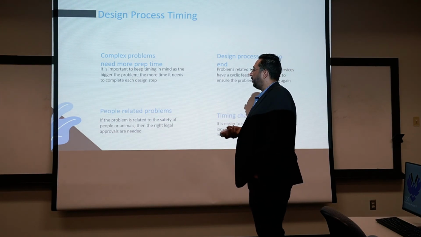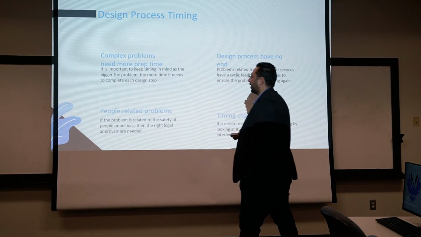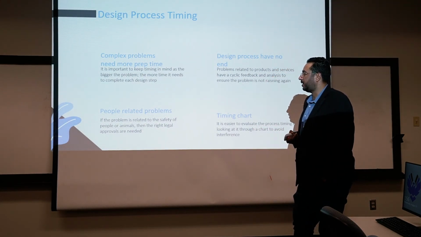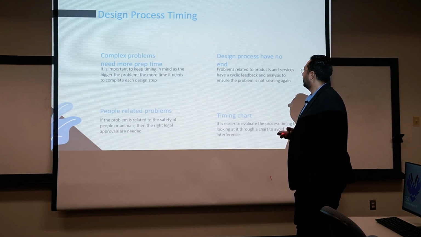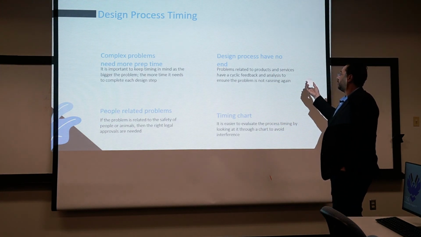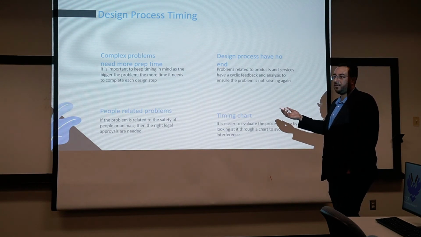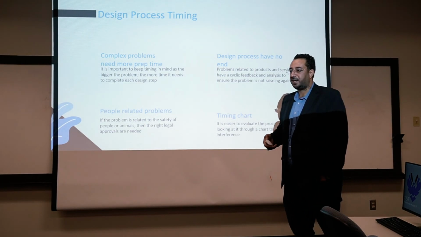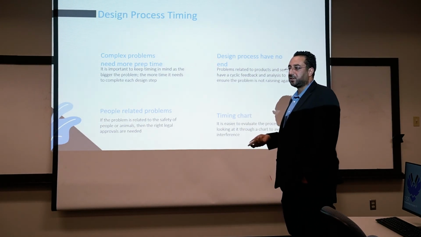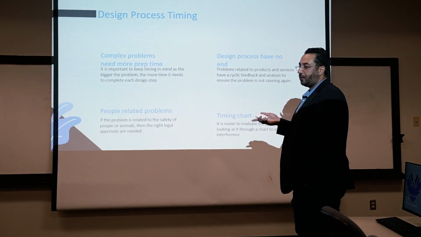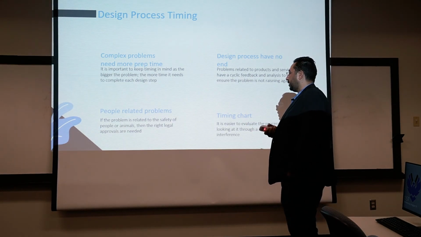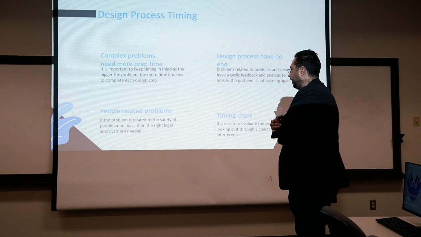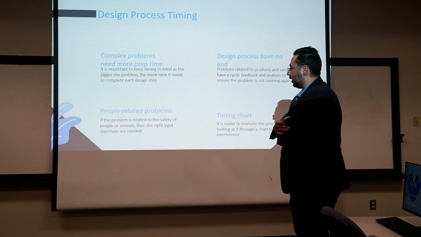As we mentioned before, complex problems need more preparation time. You need to keep your timing in mind. The bigger the problem, the more time it needs to complete each design step. Then the design process has no end. When you have your problem solved, the problem is called open-ended, so you always have solutions and improvements to your previous solution, so that you can make sure your problem will not show up again in the future. For people-related problems, you need to be considerate about the safety of people and animals, and you need to have the right legal approvals.